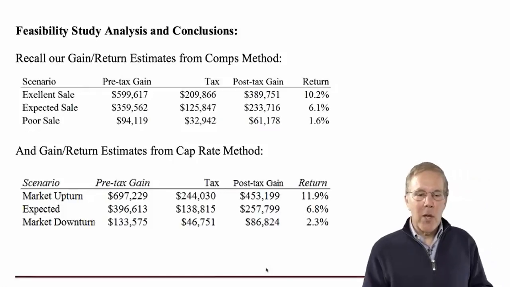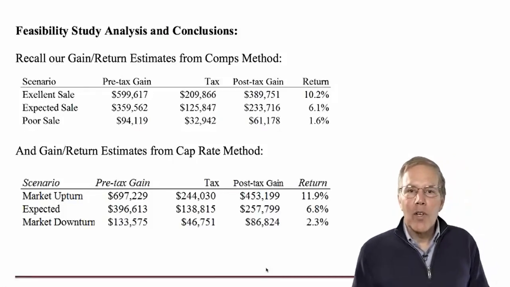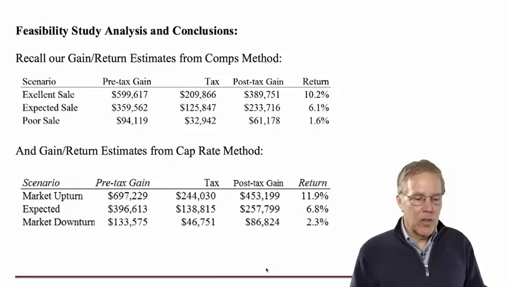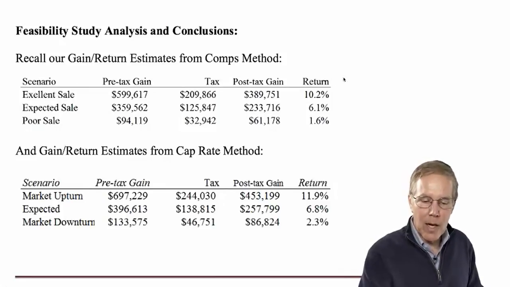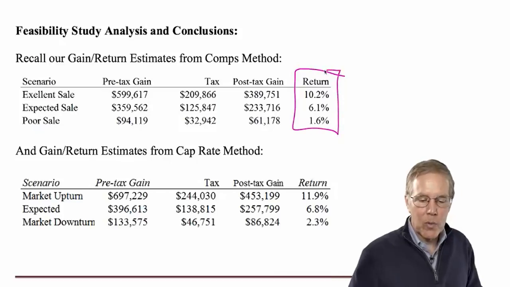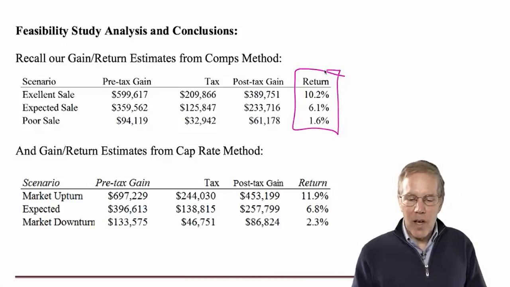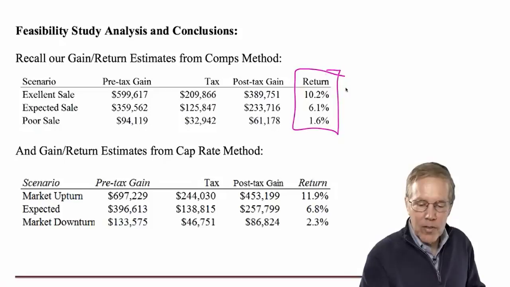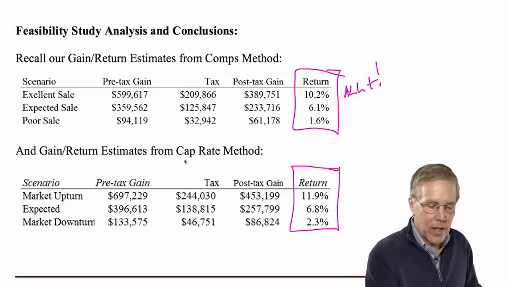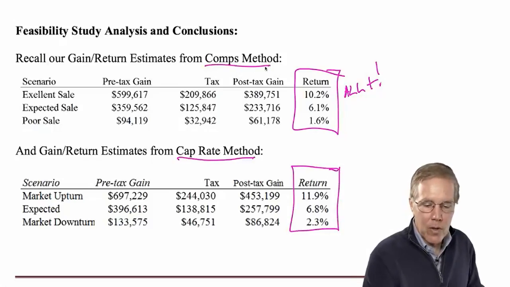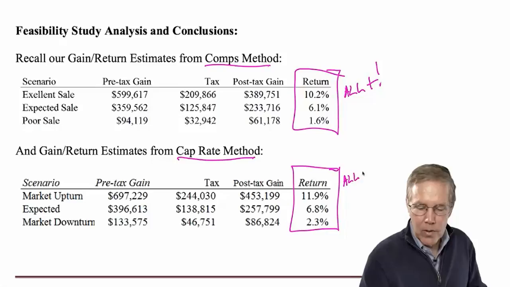Okay, so let's think about the overall thoughts on our analysis and our conclusions here. Our gain and return estimates for the comps method, I'm just going to jump right to return, which really tells us everything we need to know. All positive. And same thing with the cap rate method. All positive.